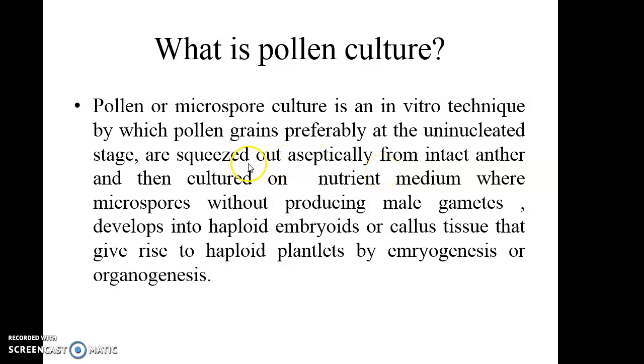And after that, what happens? The pollen grain may develop into embryos or callus tissue. Those will not produce male gametes, right? In nature, these microspores and pollen grains divide mitotically, and that gives rise to two male gametes.